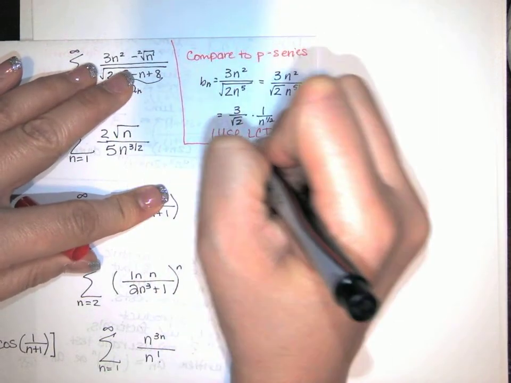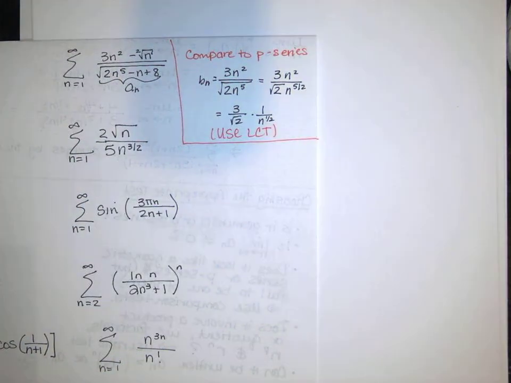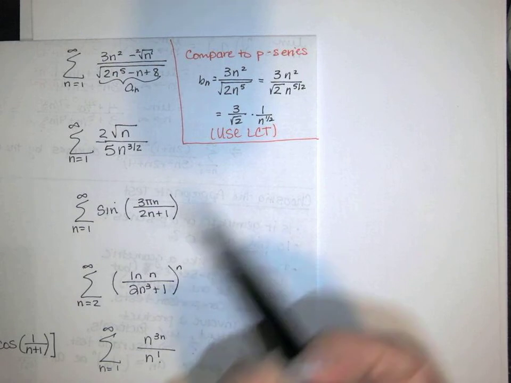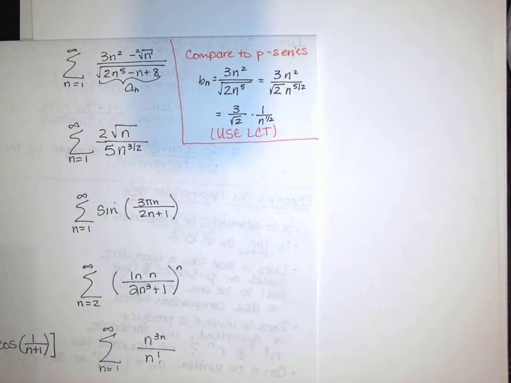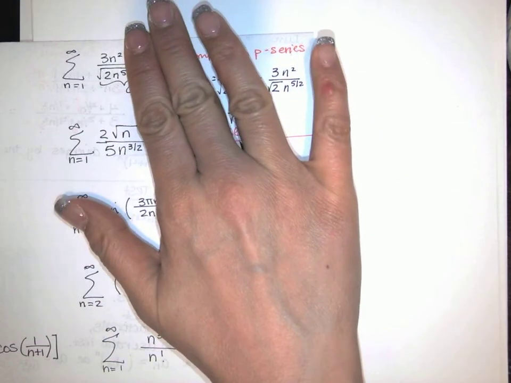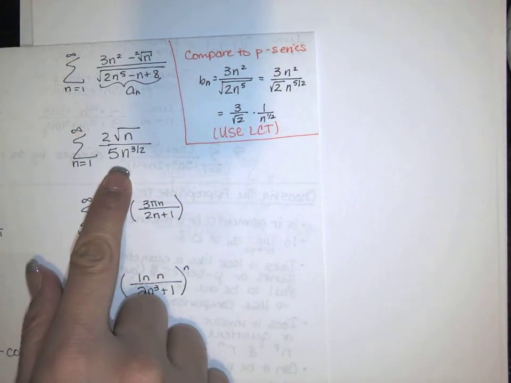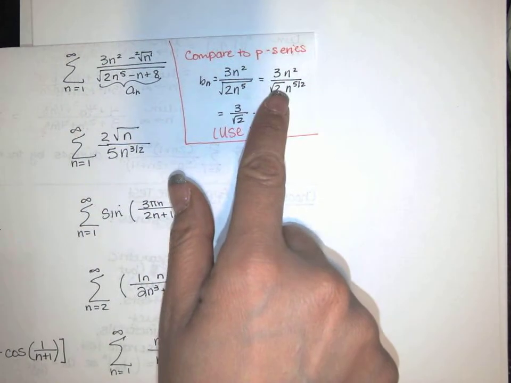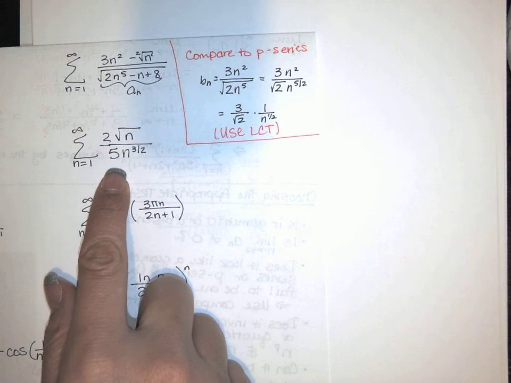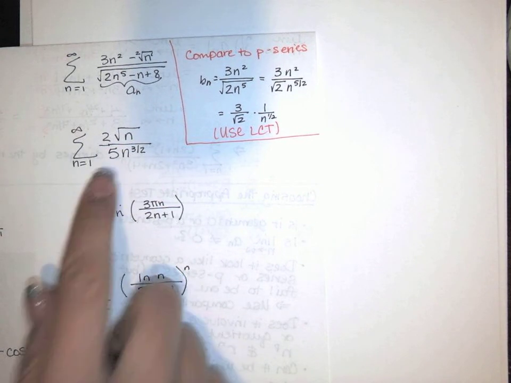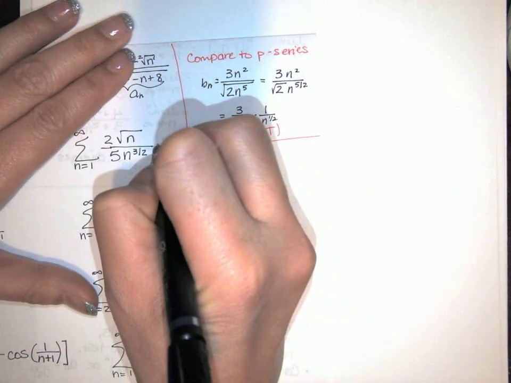But I'm doing that because it kind of looks like a p-series. Don't be distracted by all this extra stuff. As n goes to infinity, that's not going to matter much, and we're going to end up with something that looks like that. Okay, now in this one, well, it's kind of like what we did over here. This one is a p-series, or a multiple of a p-series. We just need to do a little bit of algebra.